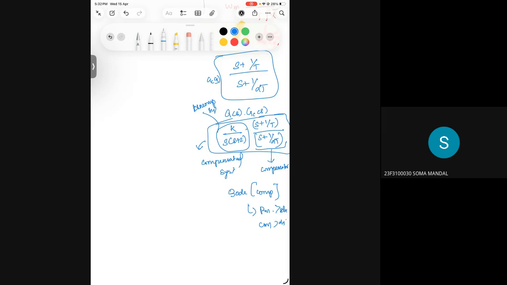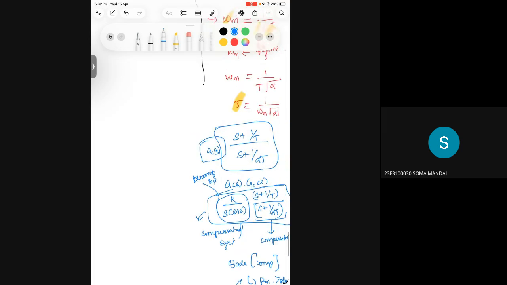If it is that, then the designed compensator is correct. Otherwise, if this is also lagging from your original, you have to again design a different compensator. This is how it is a trial and error method. Clear?